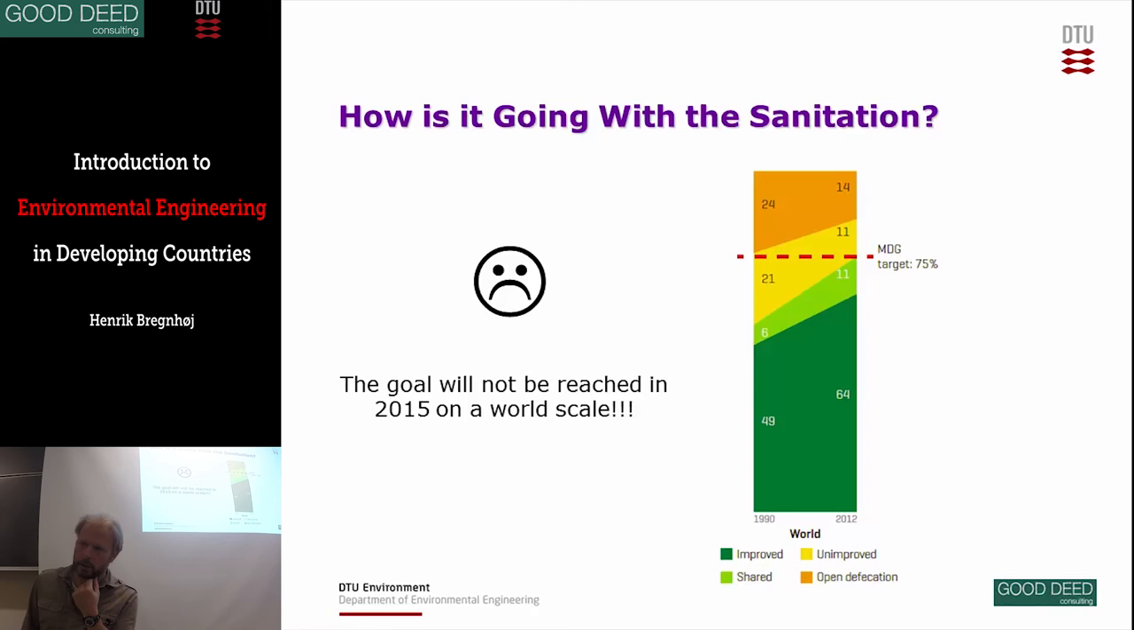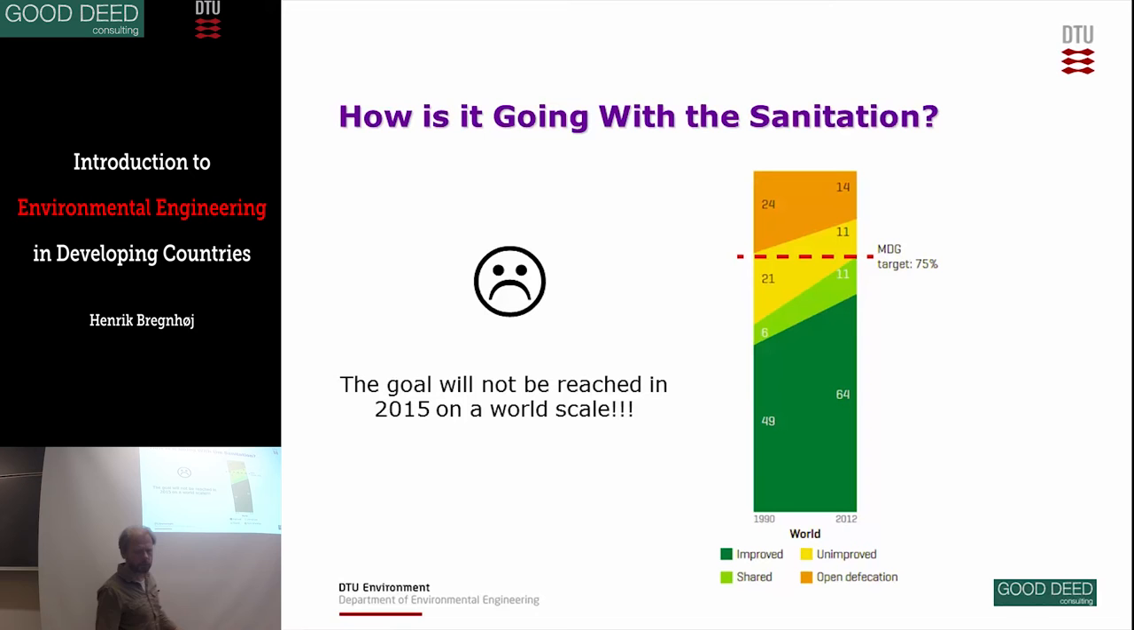Sanitation, on the other hand, is a bit more sad story. We are not on track. The goal will not be reached in 2015. It's very clear here. In this figure, they're looking from 1990 to 2012 at four types of sanitation. The green one here is the improved sanitation. That is good sanitation. I'll get back to what that is.